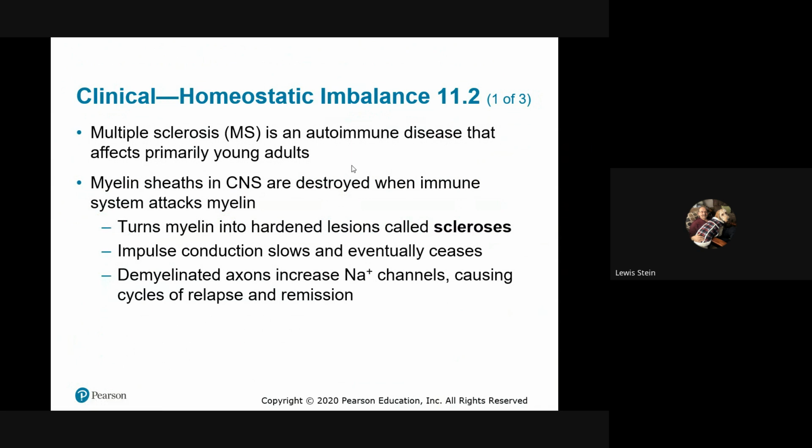It's an autoimmune disease, like all of them. Typically the ages are 15 through 55, the second through fifth decades. You often get a signal early on. It's 3 to 4 times more likely to occur in women than in men.